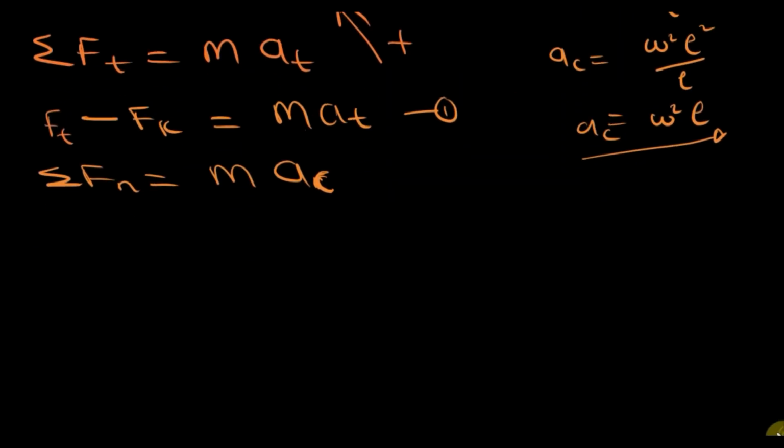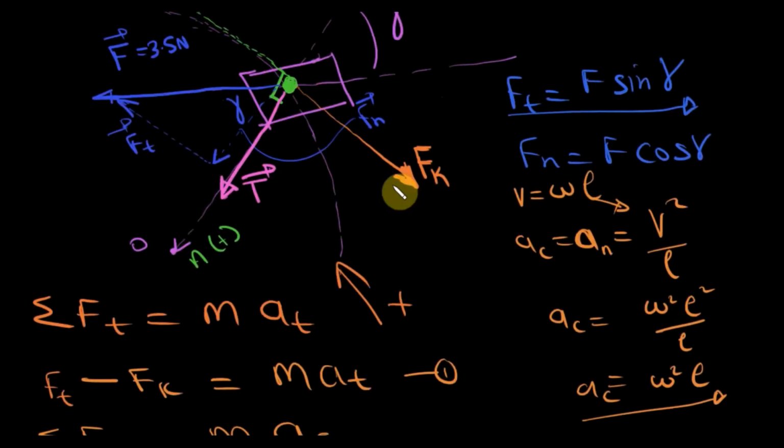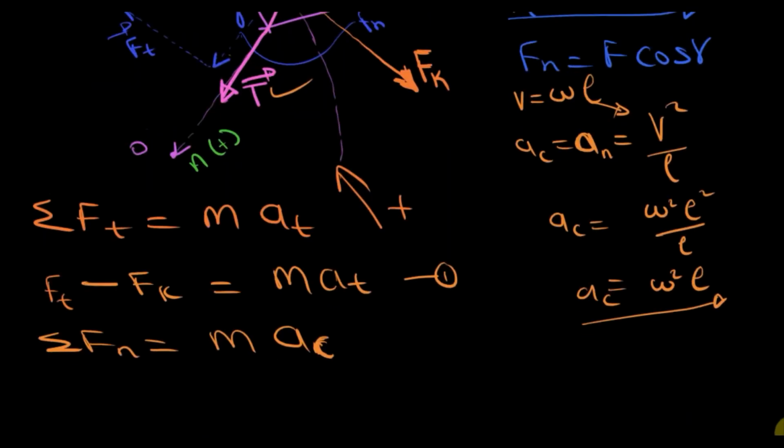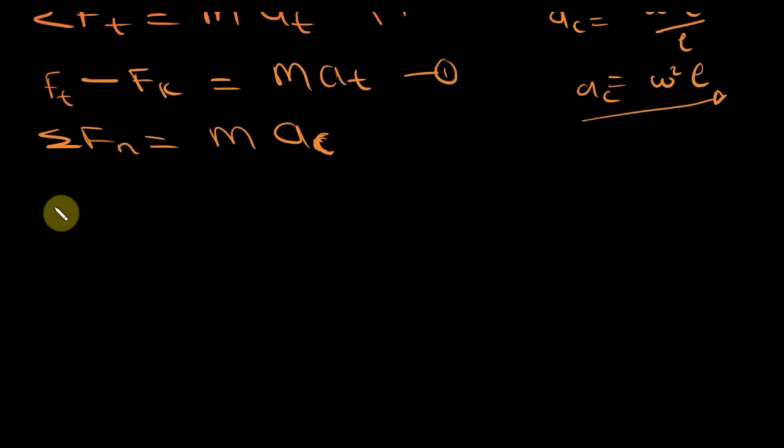So, summation of forces in the normal direction, we have the tension force, and what else do we have? We have the normal component of our thrust force, Fn, all in the same direction. So Fn plus tension is equal to m Ac. Call this equation 2. We're not done, let's reduce this further.